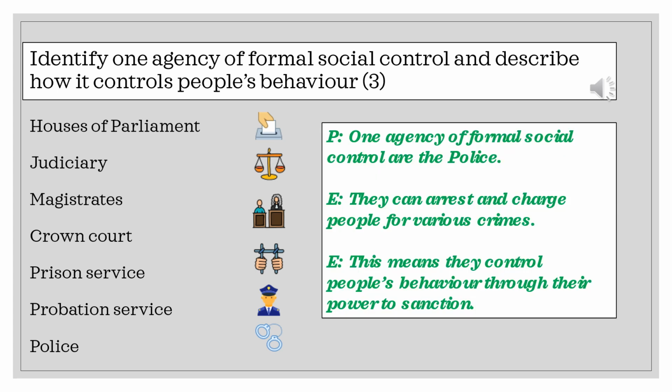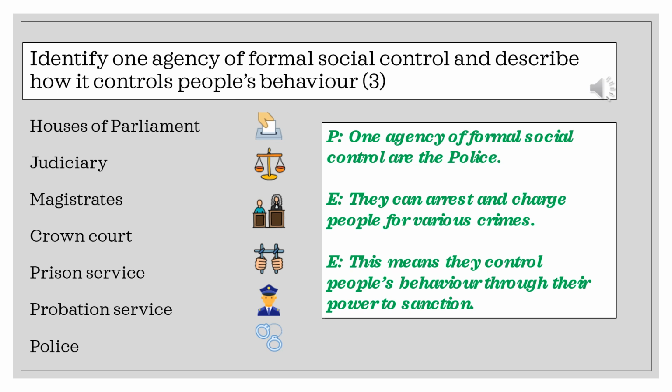Here's my model answer. So pay close attention to the structure as much as the content, because both are important for practice and for getting this right. Notice I've used the police here at the end of the list. Any of those on the list could have been used for the point there for 1 mark, just identifying those. And I've made that really explicit to the examiner. I've reworded the question. One agency of formal social control are the police. 1 simple mark. I've then explained what they do to control people's behaviour.